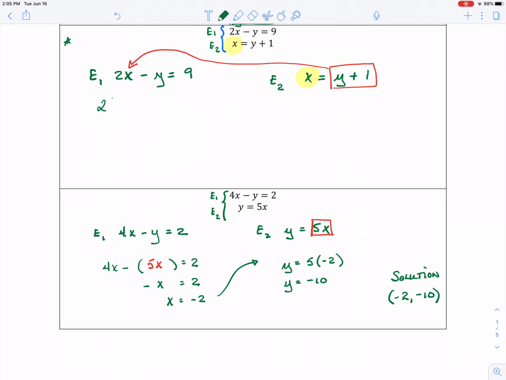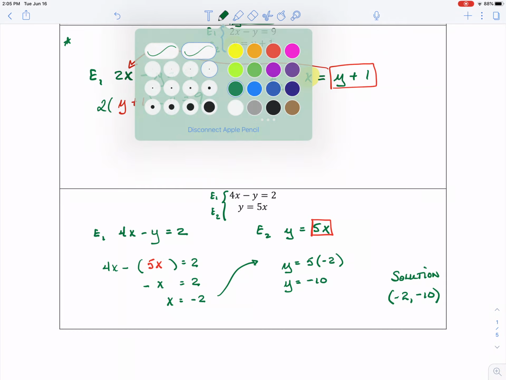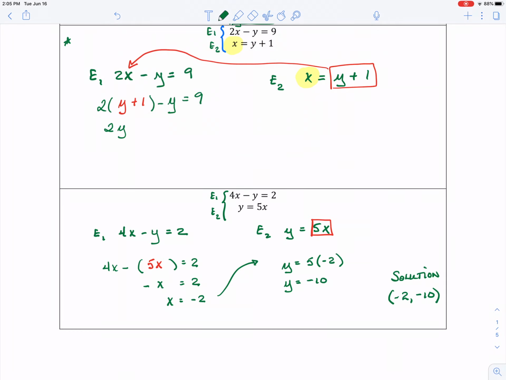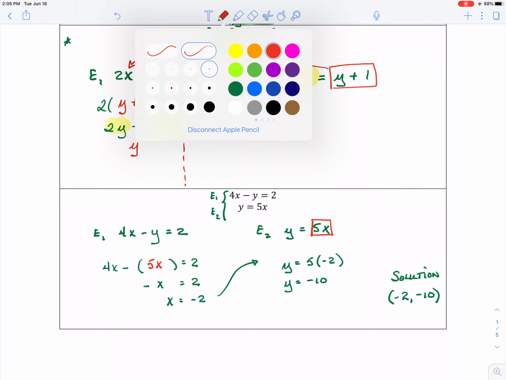So here's the 2, leave the space for x, minus y equals 9, and right in here we're going to replace x with y plus 1. So there again is my substitution from equation 2 into equation 1. Do a little distribution there. Make sure as we work we understand left side, right side. I see a couple of like terms here. A 2y minus y leaves a positive 1y.